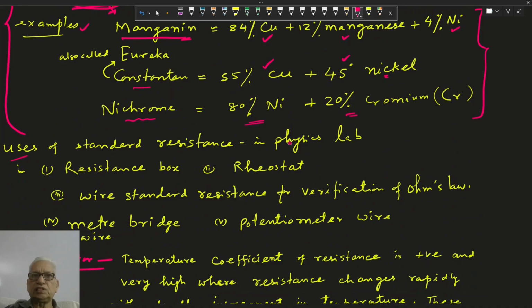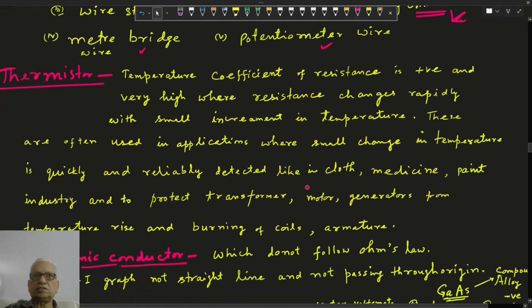Now, the usage of standard resistance. As we know, there is no change in the resistance despite change in the temperature, so they are used in the resistance box, lab rheostat, and wire resistance. They are used for verification of Ohm's law. In Ohm's law, the graph between V and I is a constant slope. So if resistance is changing, we cannot verify the law. In the meter bridge wire and potentiometer wire also, we use resistance wires like nichrome, constantan and manganin.